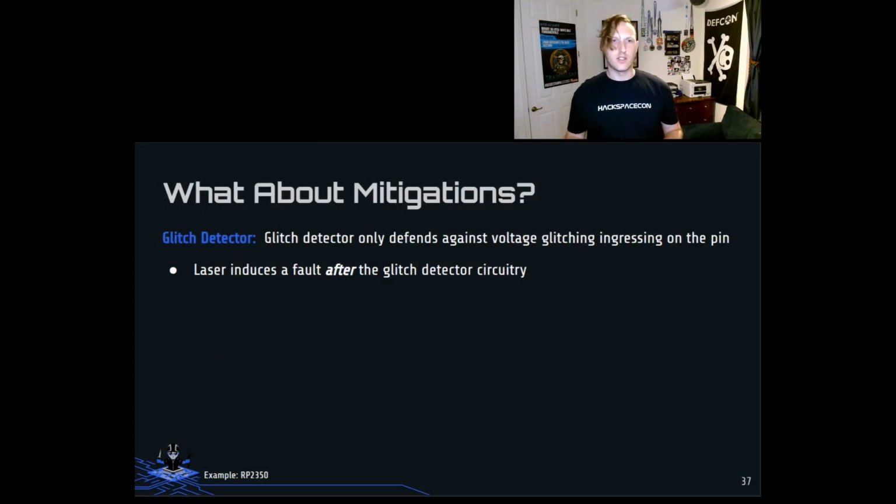So as we look at the mitigations that would protect against this, the glitch detector only defends against voltage glitching that's coming in on the pin. And similar to the EMFI issue, if you have a laser that's inducing a fault after the glitch detector circuitry, then that's not able to be detected by the glitch detectors.